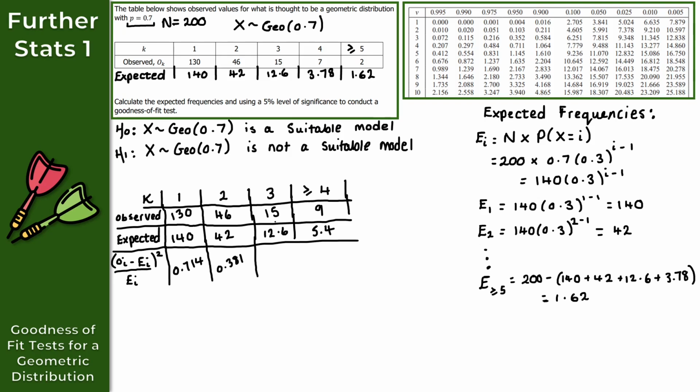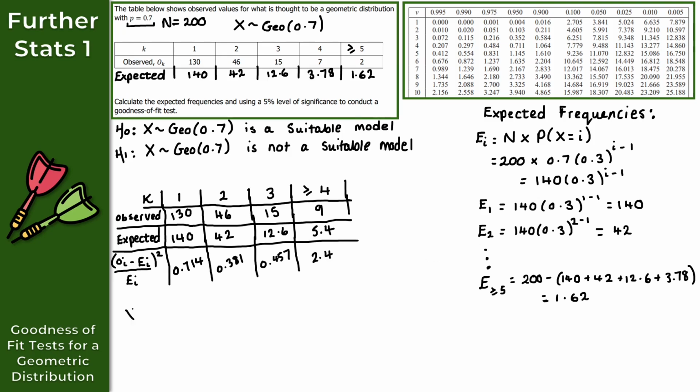Let's keep going here. So for the next one, again, it would be 15 minus 12.6. Square that and then divide it by the expected of 12.6. You should get 0.457. And then finally here for the very last one, 9 minus 5.4. Square that and divide it by the expected here of 5.4. What you should find then is you get 2.4 here. Okay, so we're getting there now. We're pretty close to the conclusion here.